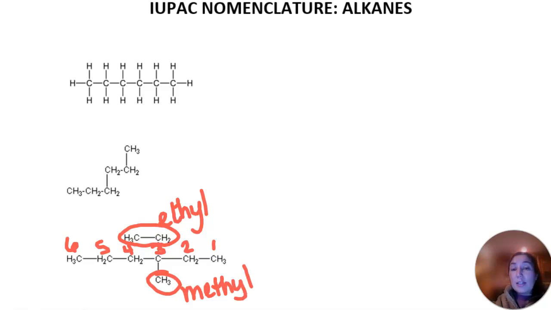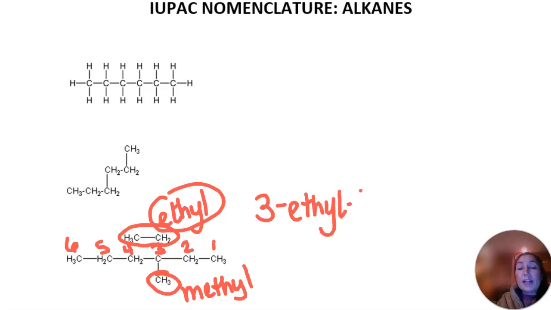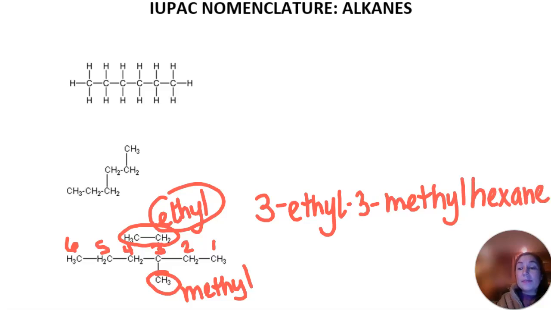Now, the last thing we need to do is alphabetize these groups so that the groups get the lowest number order by alphabetizing. So we actually need to put ethyl before methyl. So we need to do 3-ethyl and then a dash and a 3-methyl. And then our main parent chain has 6 carbons, so that will be hexane. So 3-ethyl, 3-methylhexane.